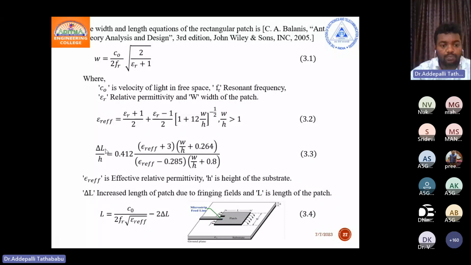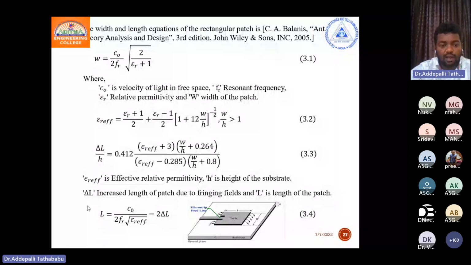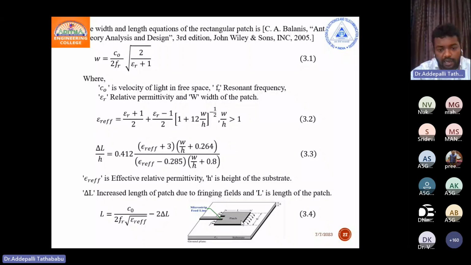Now coming to length. Here the length is related to delta L and epsilon r effective. So what is delta L, the effective length? If you apply power here, the feed is there. At the edges, some fringing fields are generated. Due to fringing fields, the length of the patch will change. This is called the effective length, so we have to take the effective length of the patch. That's why L is equal to C0 by 2FR times the square root of epsilon r effective, minus 2 delta L. So this is the delta L we have to consider.